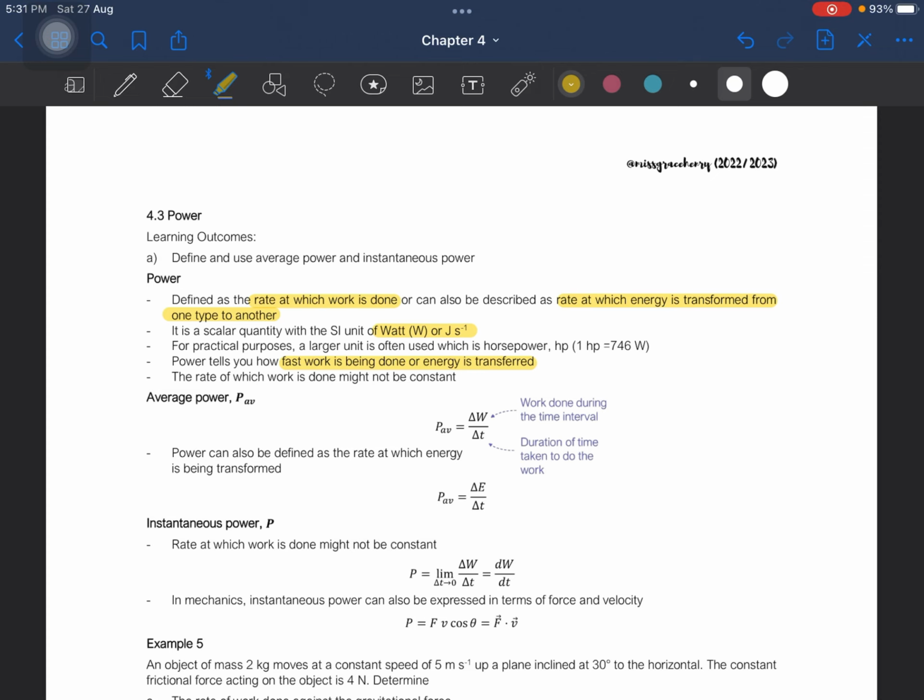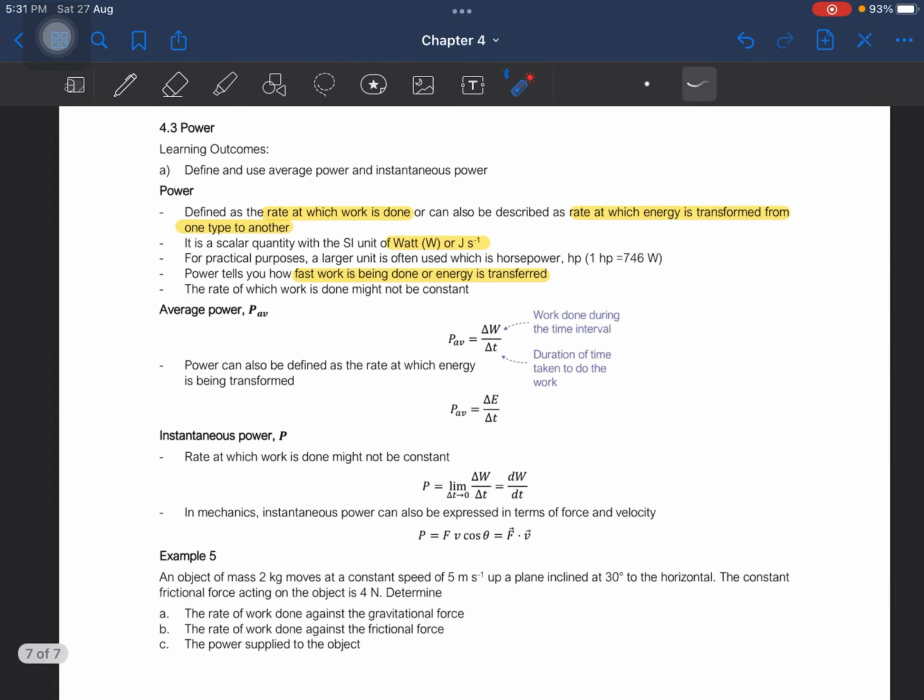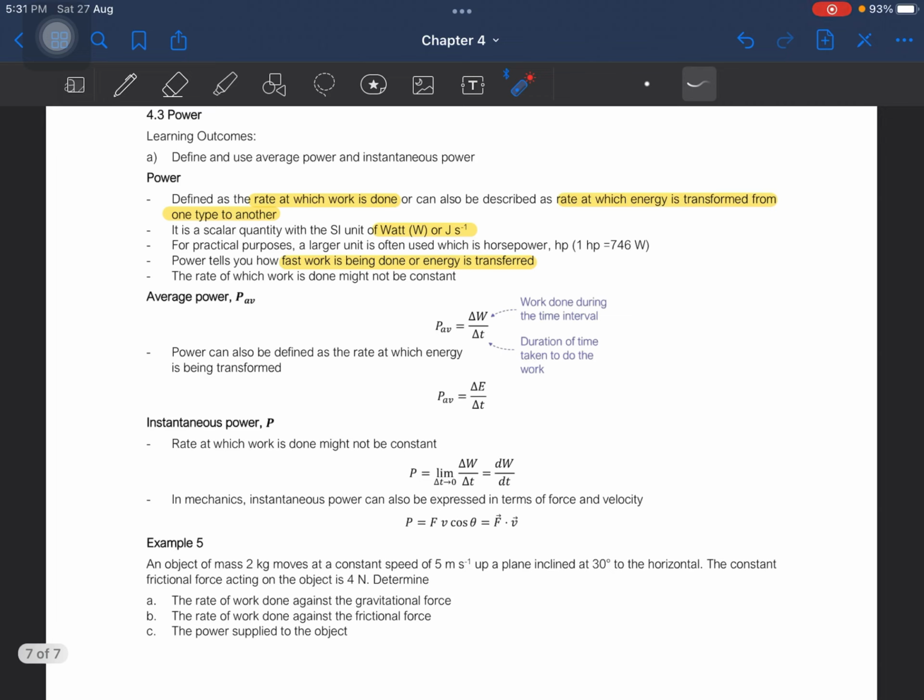So we have the term average power. Average power is defined as the rate at which the energy is being transformed. So average power is just delta W over delta T, or you can use delta E, which is energy, over delta T. That is the average power. Instantaneous power, it is the rate at which work is done, which might not be constant. So this is the formula.